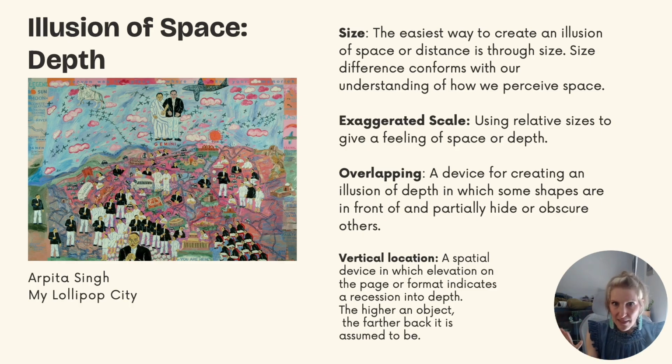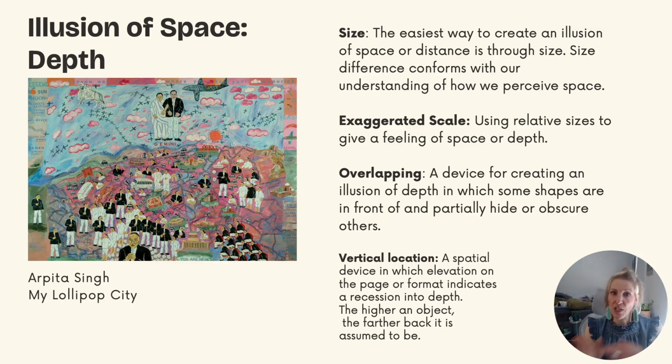So size is the easiest way to create an illusion of space or distance, right? Size difference conforms with our understanding of how we perceive space. A larger image in a composition appears closer to us, a smaller appears in the distance. That's how our visual perception works.